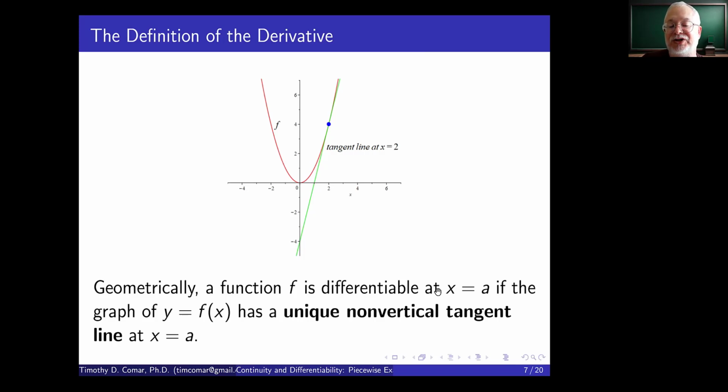Geometrically, a function is differentiable at x equals a if the graph of y equals f of x has a unique non-vertical tangent line at x equals a. Here we have a graph of a function in red. We have a point here on the graph where x is equal to 2, and we have the tangent line drawn here in green.